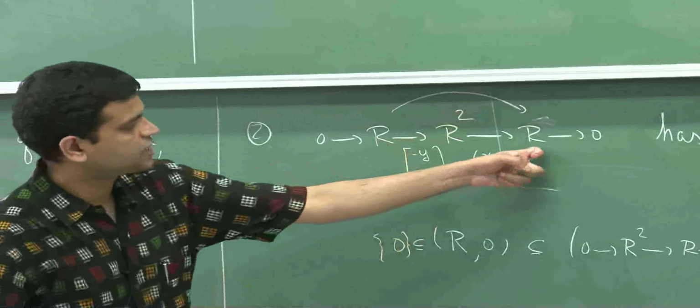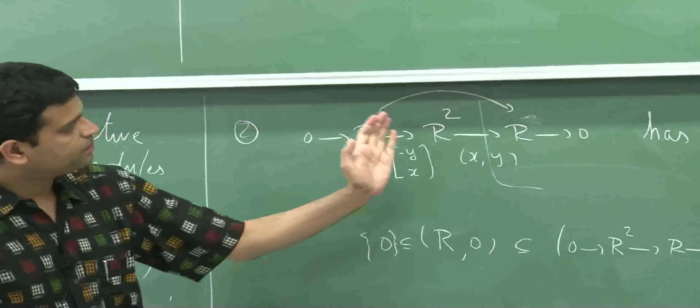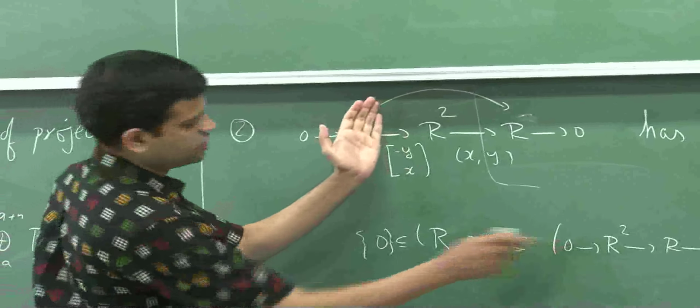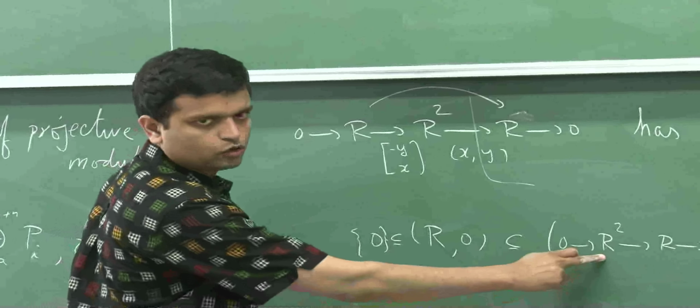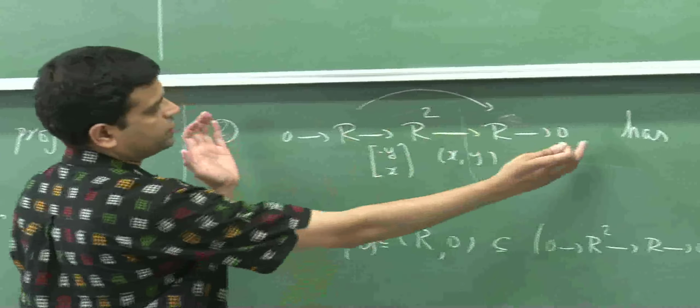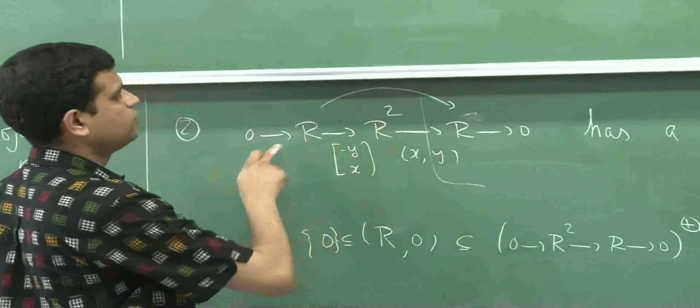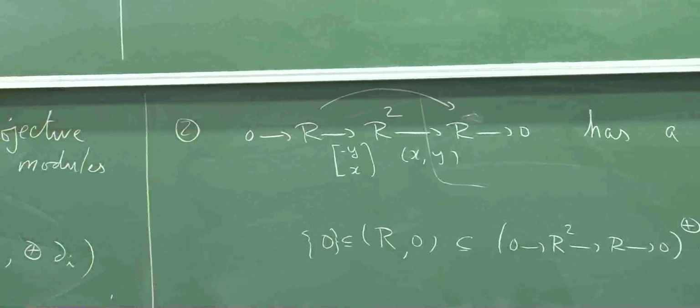In the first step you just have R. In the second step, if you filter this by R, you're left with two copies of R. And if you filter the whole thing by this submodule, you're left with R itself.